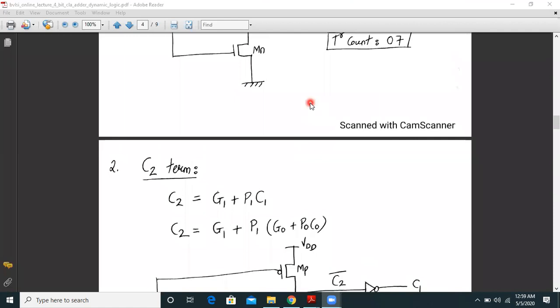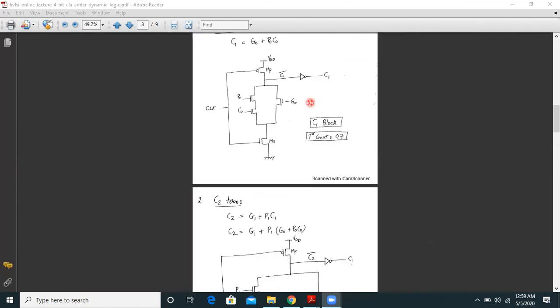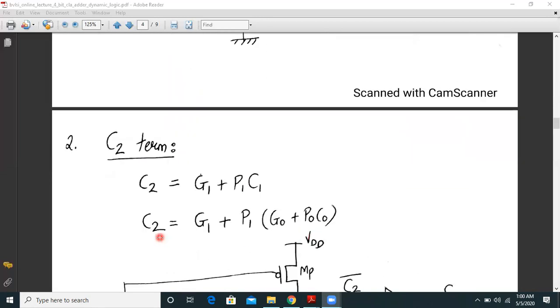Next is the C2 expression. Well, we have earlier seen the C1 expression is G0 plus P0 C0. So the C2 expression is given by G1 plus P1 into C1. The same value of C1 as we have earlier used is used over here. So C2 is given by G1 plus P1 into (G0 plus P0 C0).